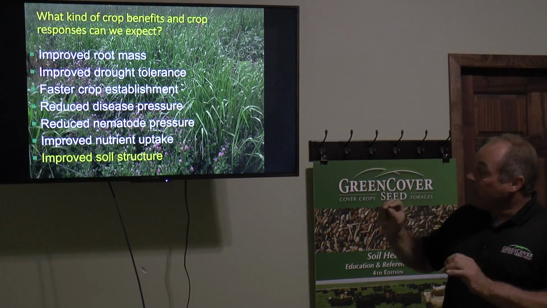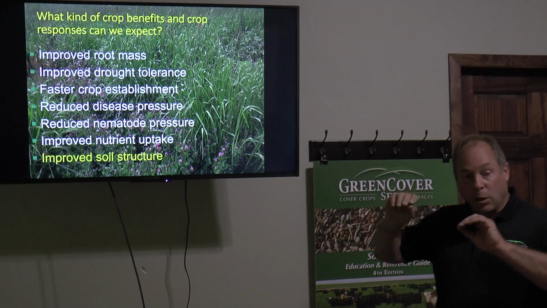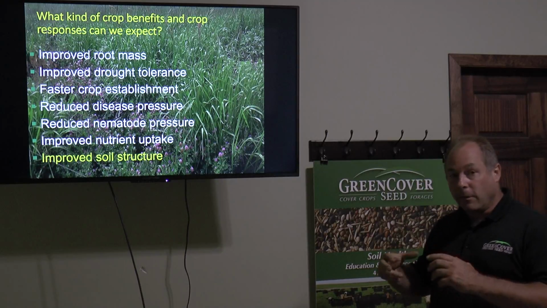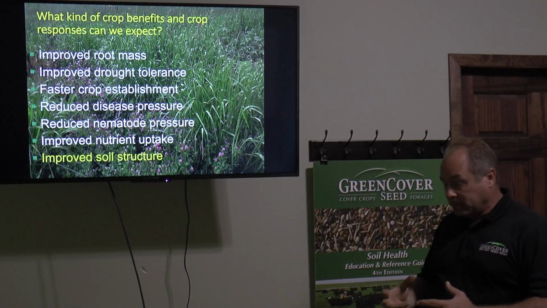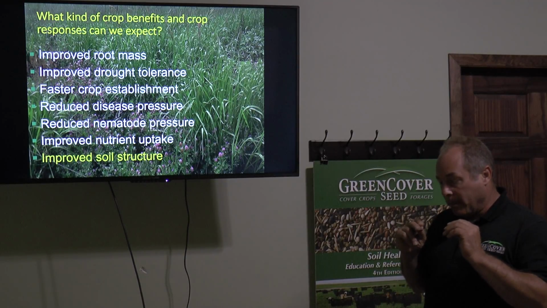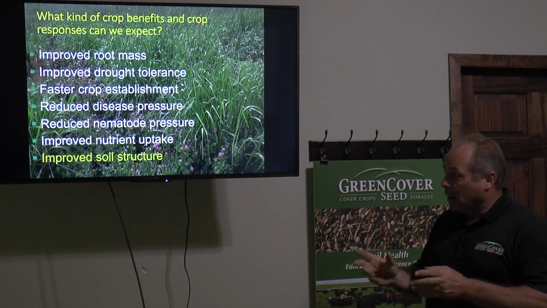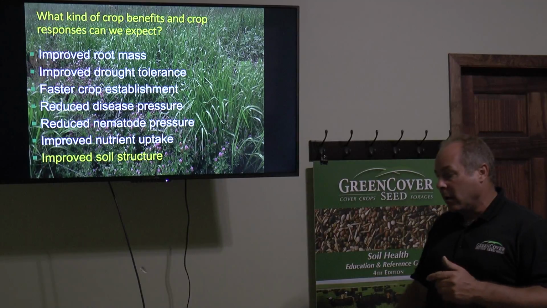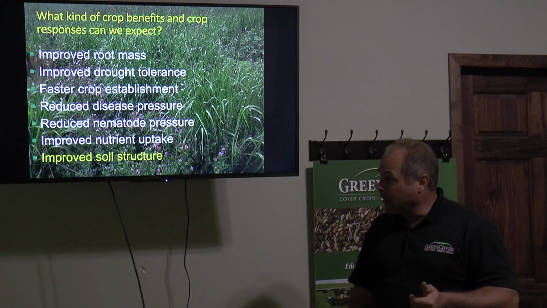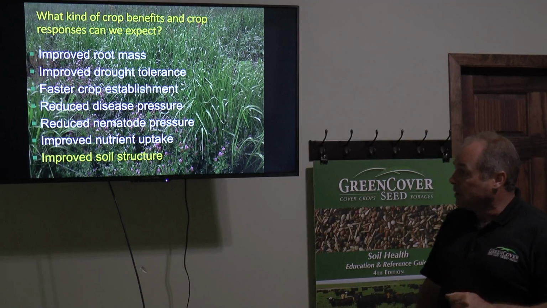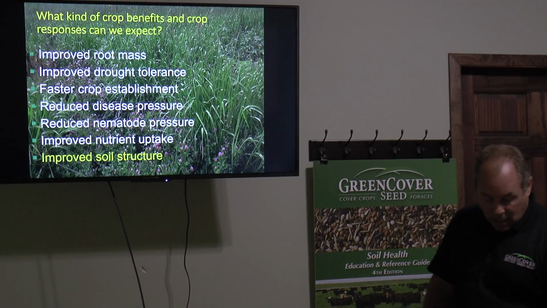The hyphae of mycorrhizal fungi secrete a lubricant called glomalin that is a very powerful soil aggregating agent. It has a much longer half-life in the soil than other soil aggregating agents like humic acid or fulvic acid. Lasts several times longer, much more persistent, and much more effective.